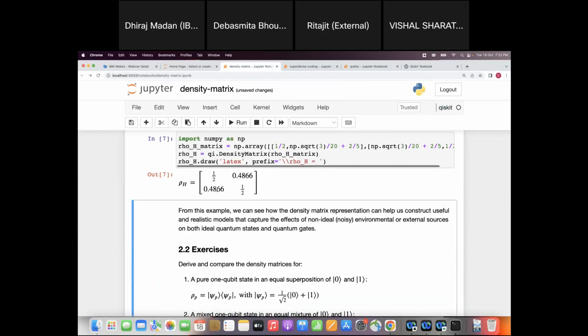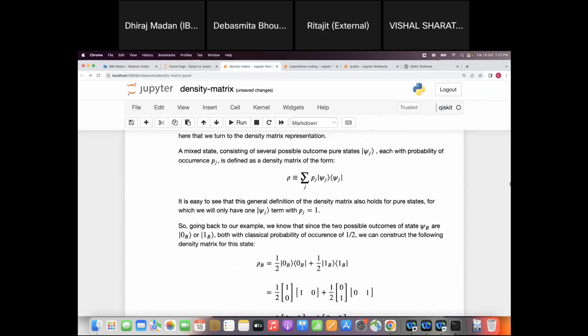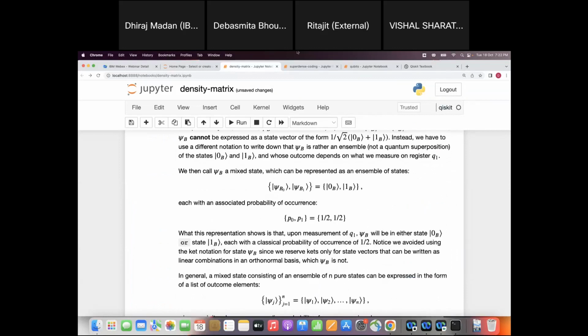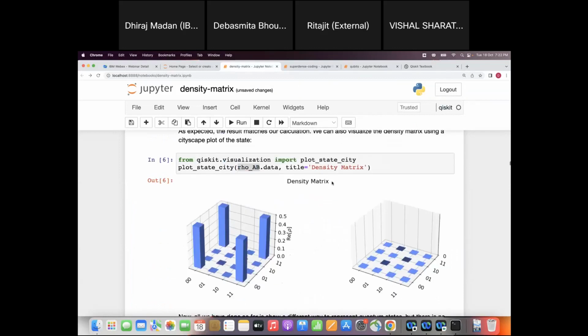There is one question by Swati. She is asking what exactly the imaginary part represents in density matrix representation.